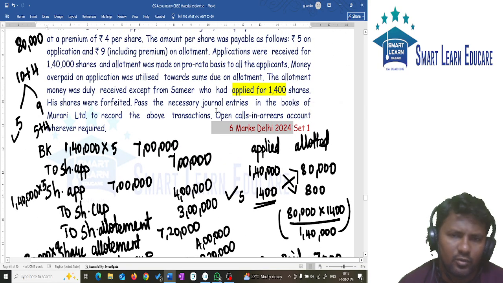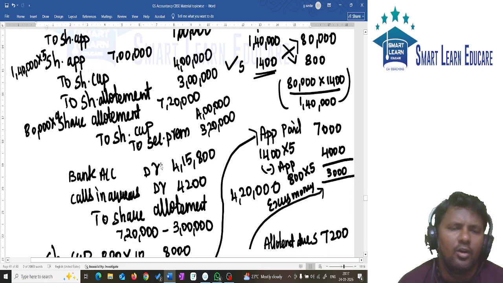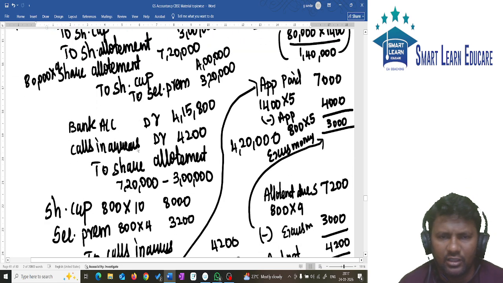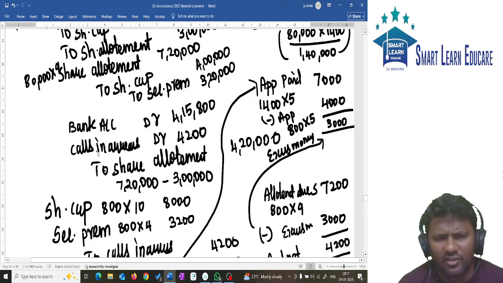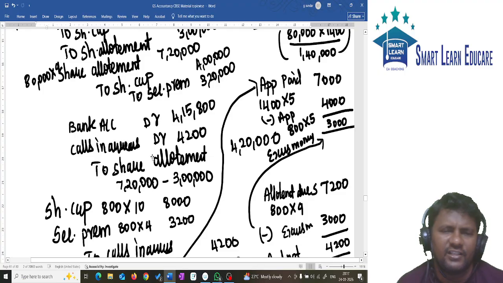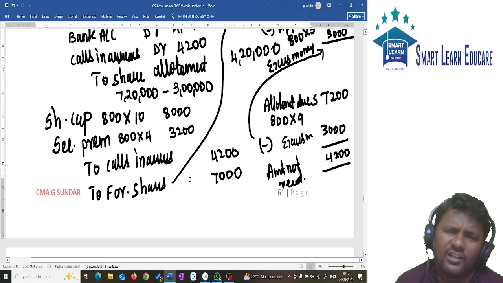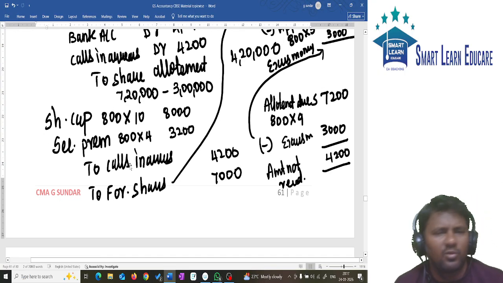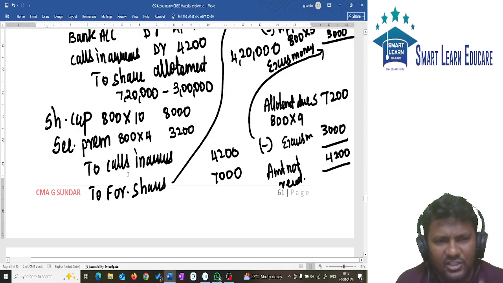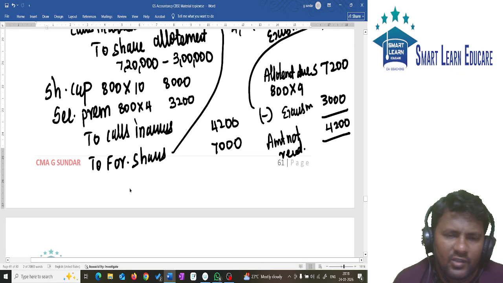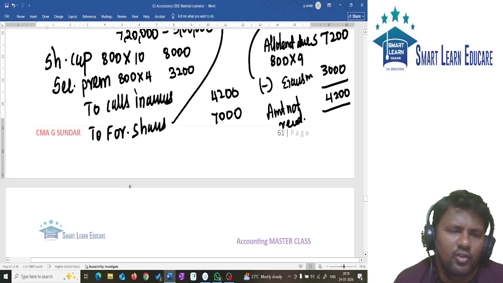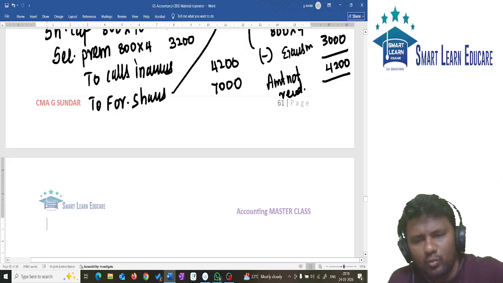So they ask you to open a calls in arrears account. Whenever you pass the receipt entry, if the question is silent or they specifically ask, it is advisable to use calls in arrears account so that the forfeiture entry will be very easy for you. Not only the forfeiture entry, reissue entry and capital reserve calculation, all things will be easy for you. Okay, so that is about question number 142.